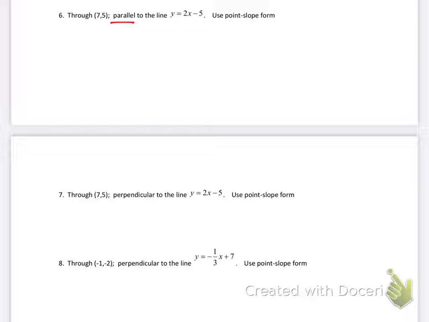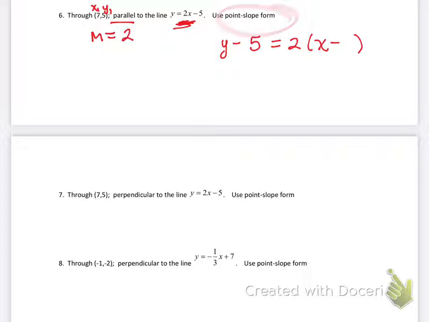The equation they give us for the line is already in slope-intercept form, so the slope of the line is 2. Therefore, the slope of the line parallel is also going to be 2. They give us the point, (7, 5). The directions suggest point-slope form: y minus your y1, plug in your slope, and then x minus your x1. My y is 5, my x is 7. So I'm done.